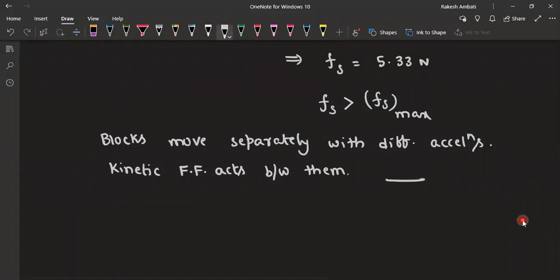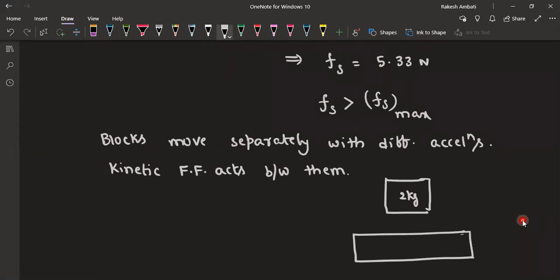Here it is a 2 kg block, and after it a 4 kg block. In the case of the 4 kg block, the bottom surface is smooth. The 2 kg block, for example, moves with acceleration A1, and the 4 kg block moves with acceleration A2. We have to find both. On the 2 kg block, the applied force is given, 8 newtons.